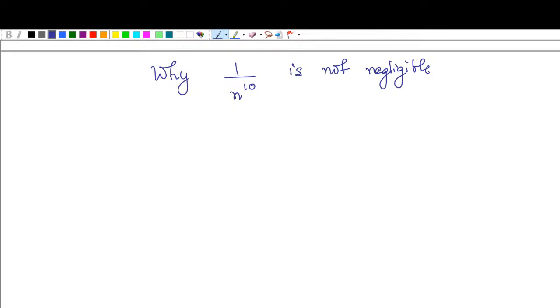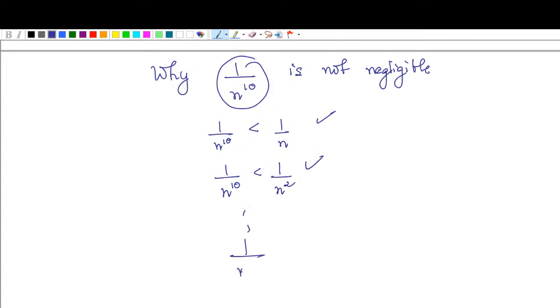What's the definition of a negligible function? In order that 1 over n power 10 is negligible, it has to be strictly less than the inverse of every polynomial function. So is 1 over n power 10 less than 1 over n? Yes. Is it less than 1 over n square? Yes. Of course, when I say less than, I am talking about large values of n, because even in algorithms, asymptotic notations talk about large values of n. So when I write that 1 over n power 10 is less than 1 over n, n square and so on, it is of course for large values of n.